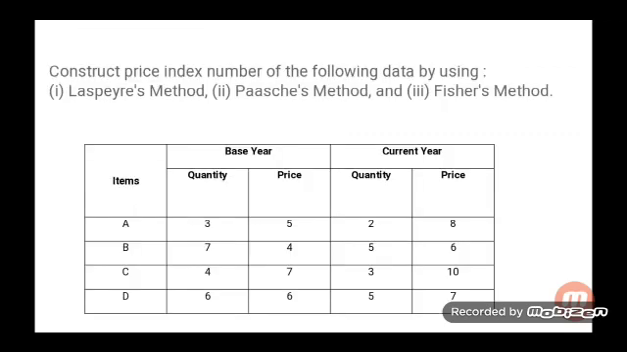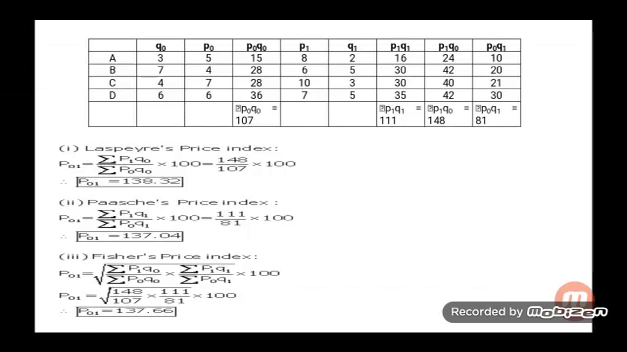Now, here is a question. Construct the price index number of the following data by using Laspeyres', Paasche's and Fisher's method. बेस ईयर दिया है बेटा, उसमें उसकी क्वांटिटी और प्राइस दी हुई है, करेंट ईयर की भी क्वांटिटी और प्राइस दी हुई है, पर्टिकुलर कमोडिटीज़ की. बेस ईयर मैंने आपको बताया Q0 और P0 से रिप्रेजेंट होगा, करेंट ईयर में Q1 और P1 से रिप्रेजेंट होगा. Therefore, we have written here Q0, P0, P1, Q1.